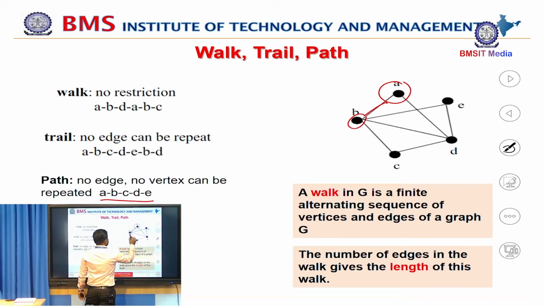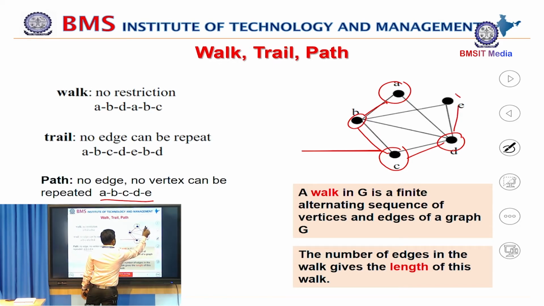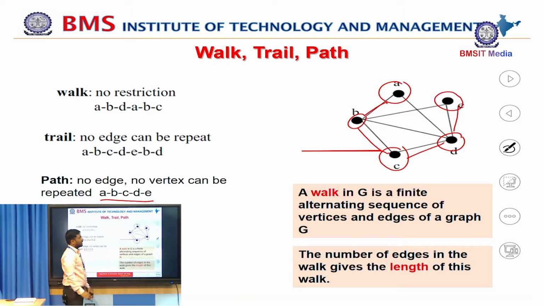From B to C, and again from C to D, and from D to E. In this path you can see that there are no edges repeated and no vertices repeated. Such a walk we can call a path.